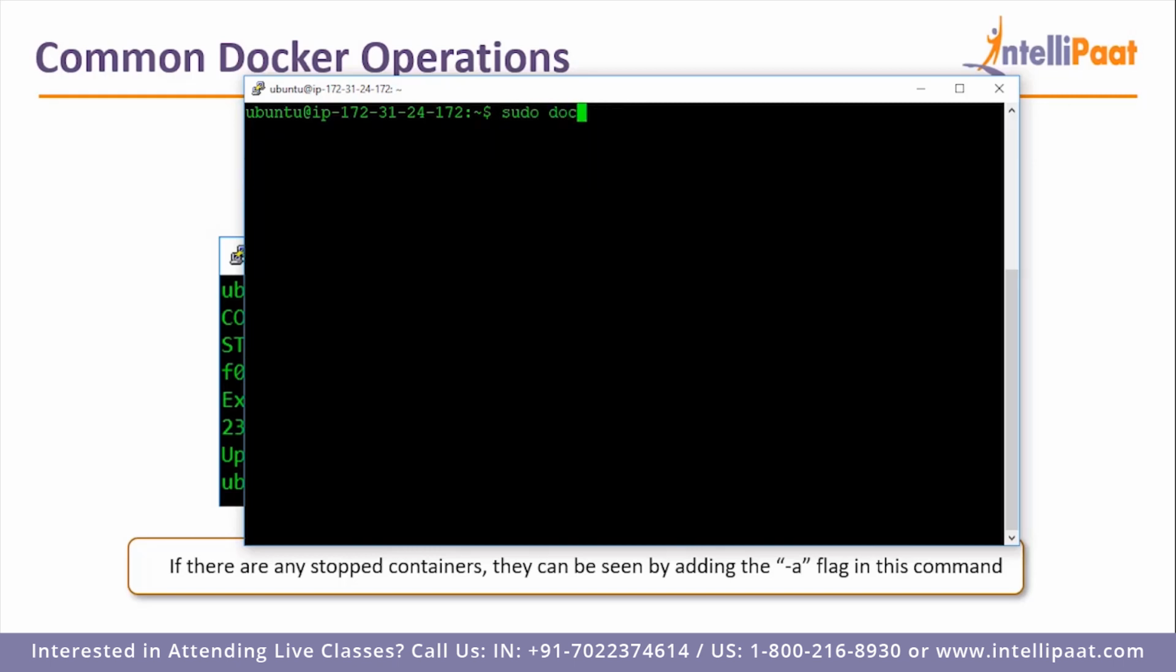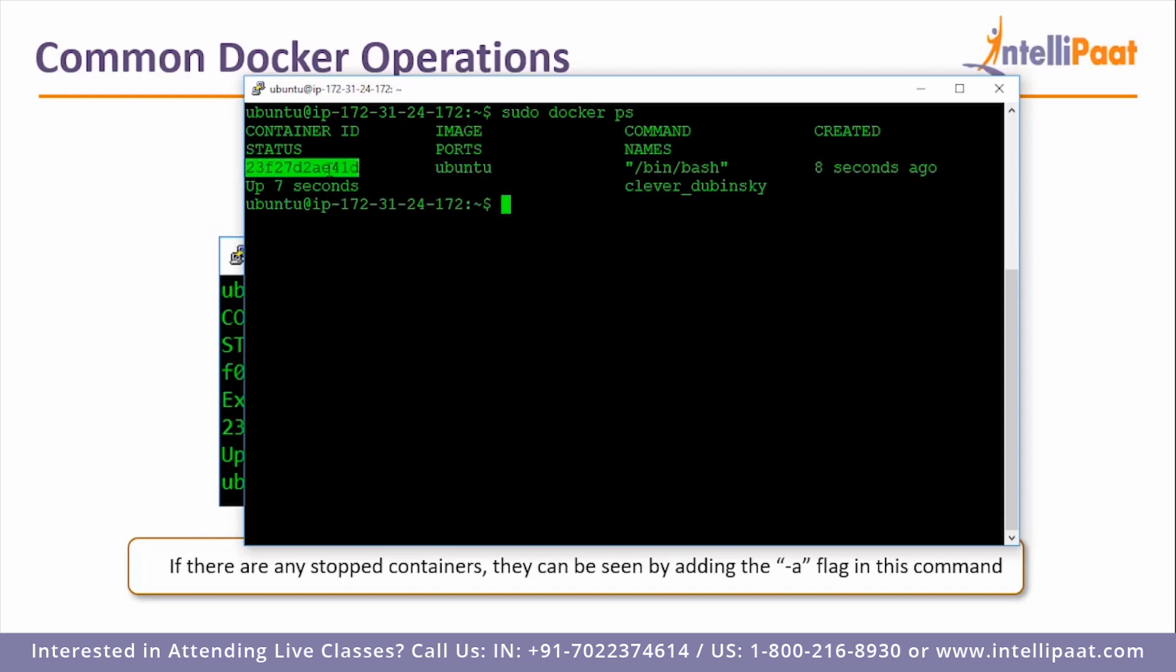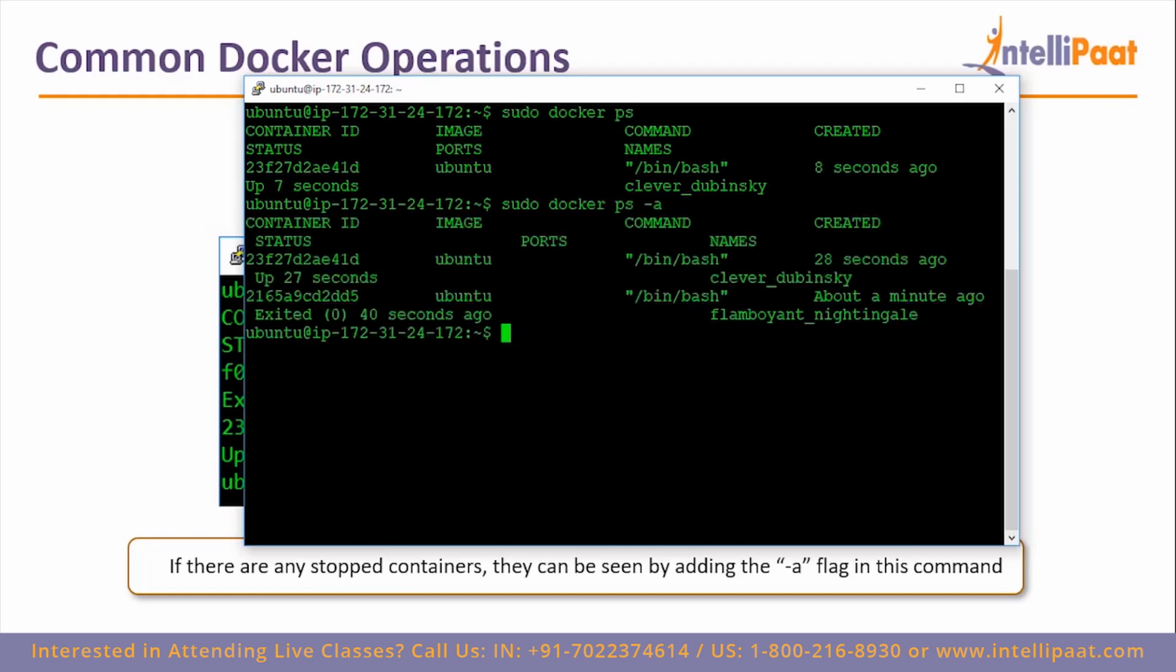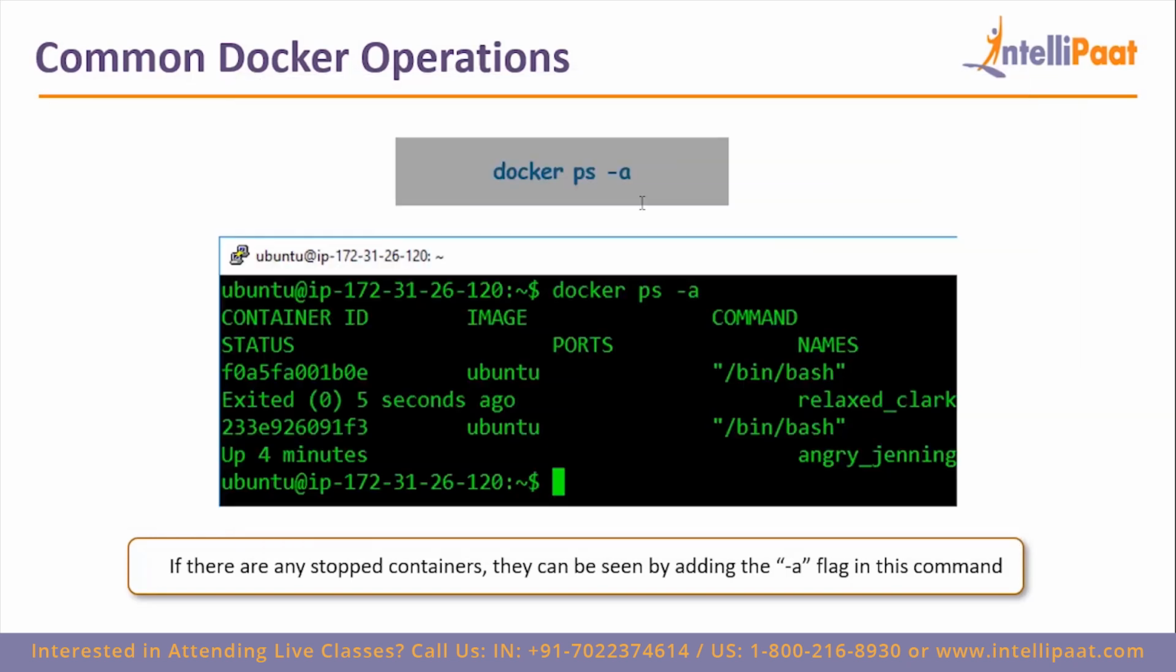So if I do a docker ps, I would only be able to see the container which is currently running. You can see it is up 7 seconds. But if I want to see all the containers which are there on my system, that could either be in the start state or the stop state, all I have to do is type in the command sudo docker ps -a. With this I can see the containers. This container is running, which was made around 27 seconds ago, and this is the container which has exited, which we manually stopped, and we can see that also by passing the command sudo docker ps -a.